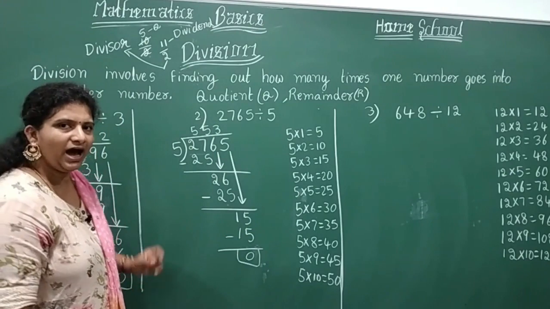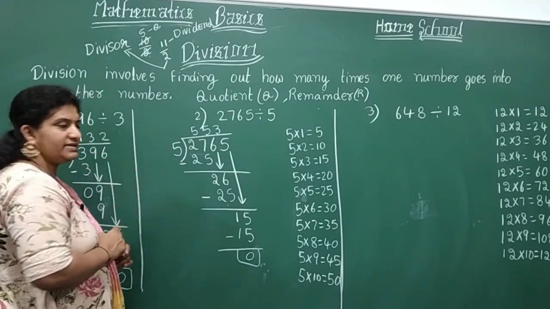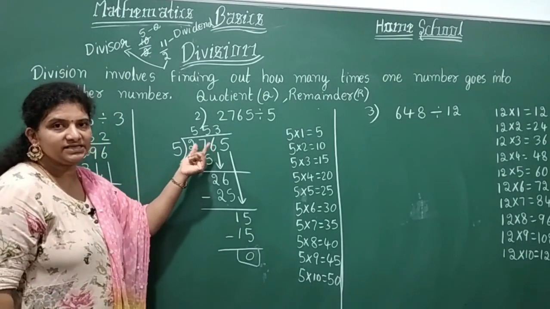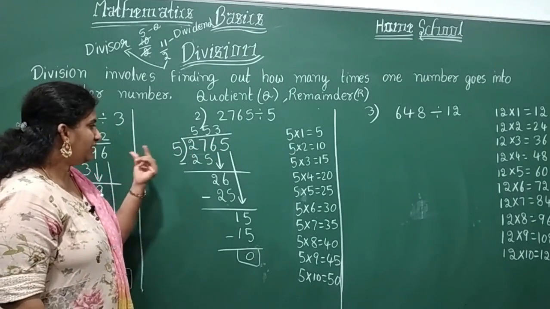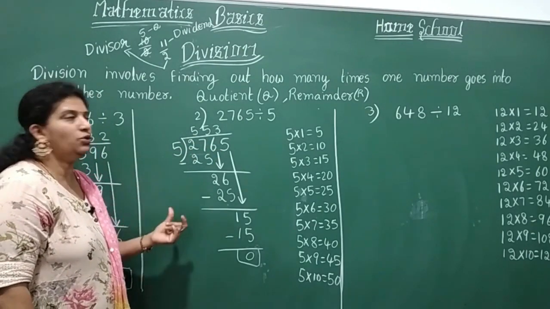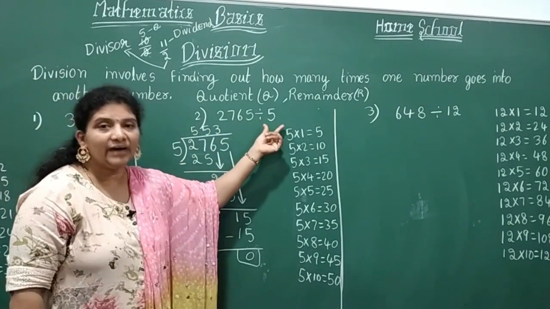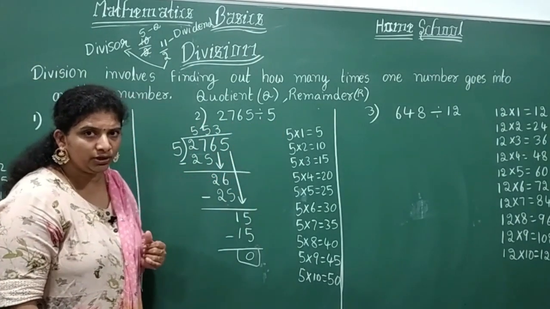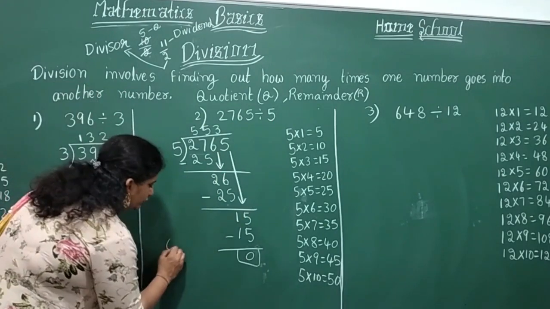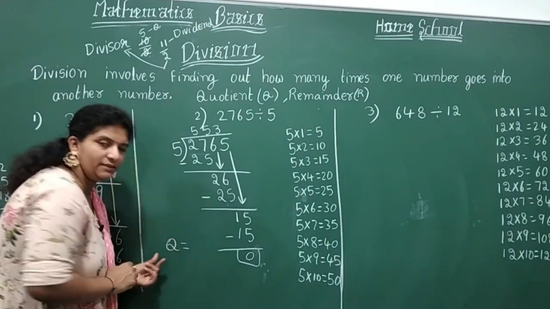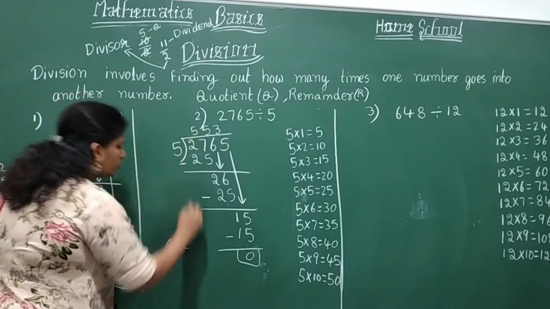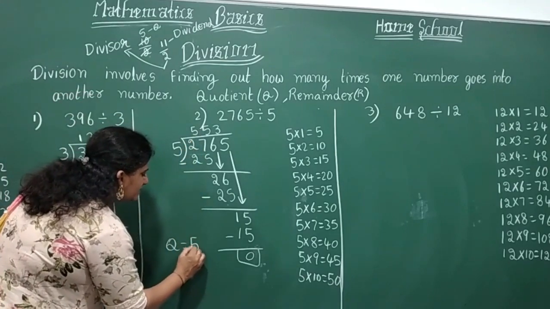So now here, the answer, children. What is the dividend? 2765. Divisor 5. When you divide 2765 by 5, what are you going to get? You are going to get a quotient. What is quotient? It is represented by the letter Q. Quotient is how much, children? What can you see there?